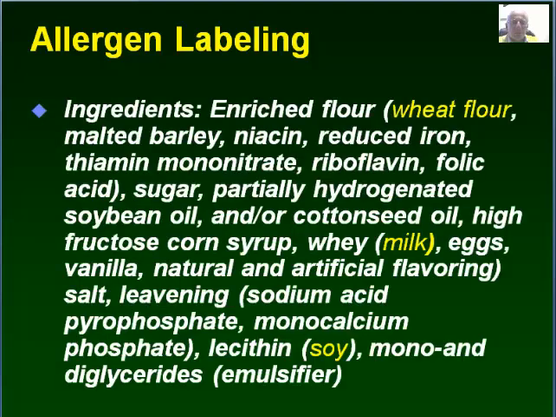So if we look at allergen labeling, how do they do it? Well, there are a couple of ways they can do it. We see a label here, and we have enriched flour, and then in parentheses they put wheat flour.